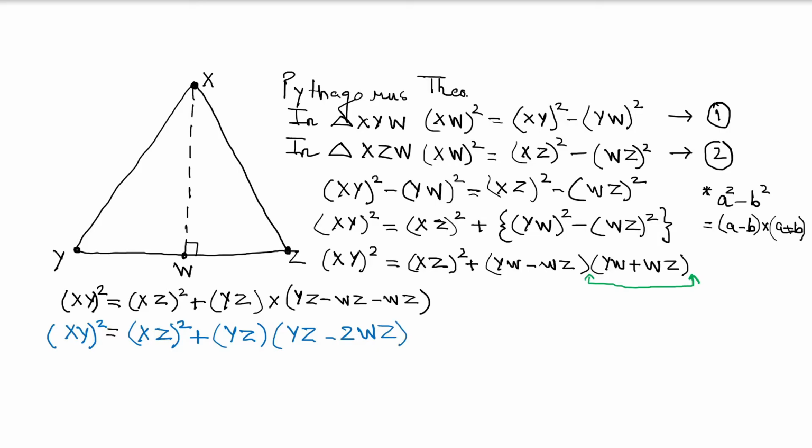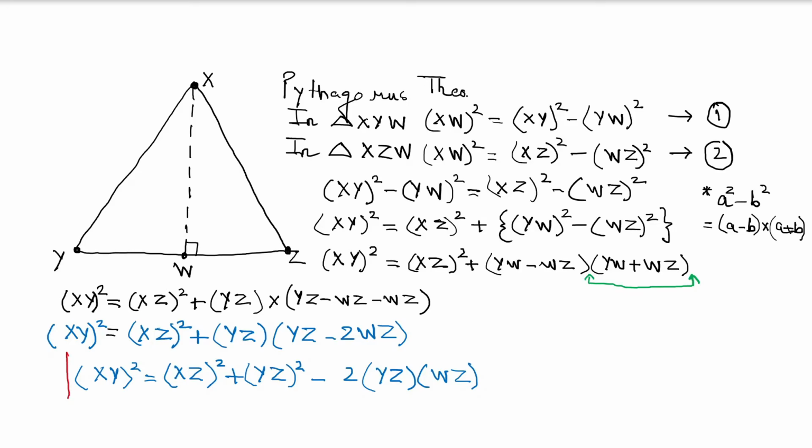Now eventually we can write this as xy whole square is nothing but xz whole square plus yz whole square minus 2 into yz into wz. We get this as a final conclusion.